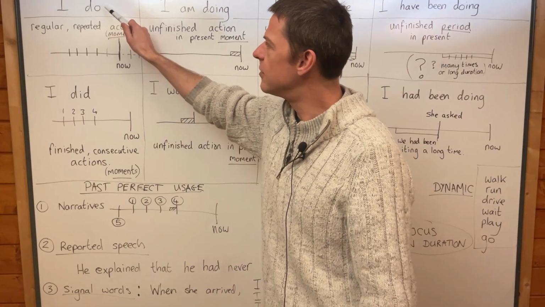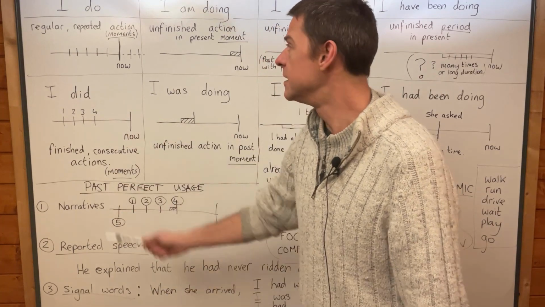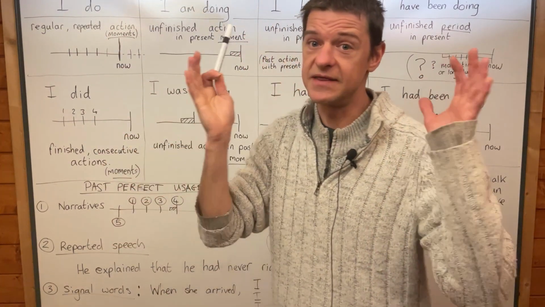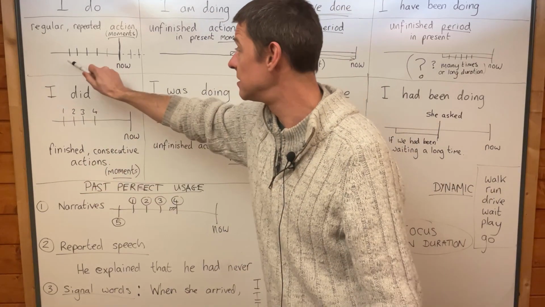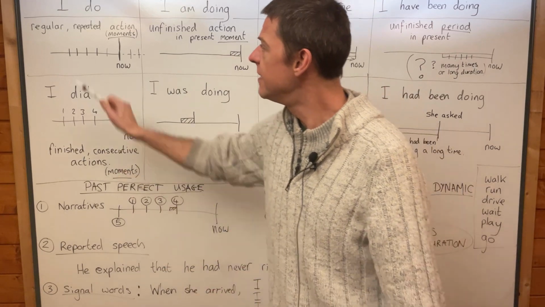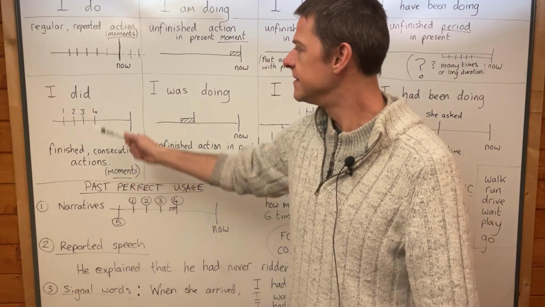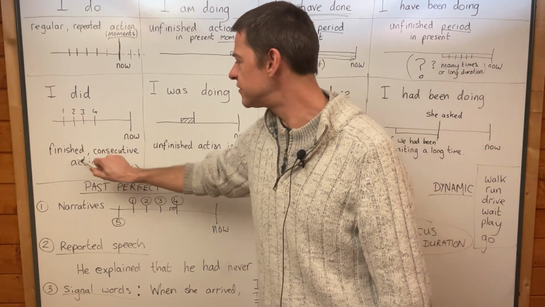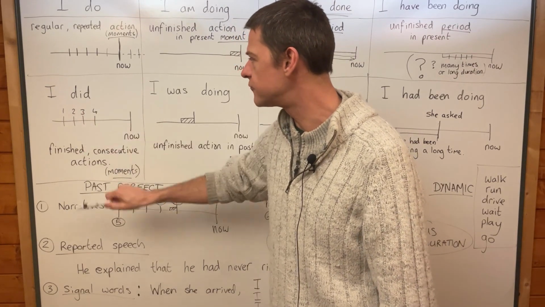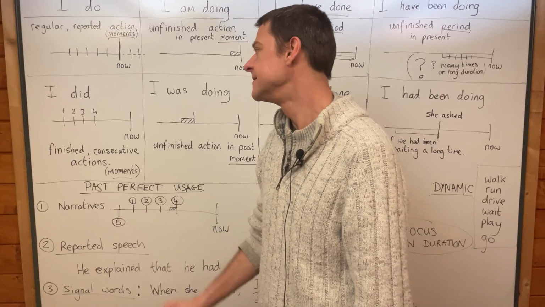Notice the similarity of present simple and past simple. Present simple is for regular repeated actions that happen in the past, present and future, which is why we have these lines continuing into the future. But notice it's repeated actions. For past simple, it's consecutive actions. Number 1 happened, number 2 happened, number 3 happened, number 4 happened.